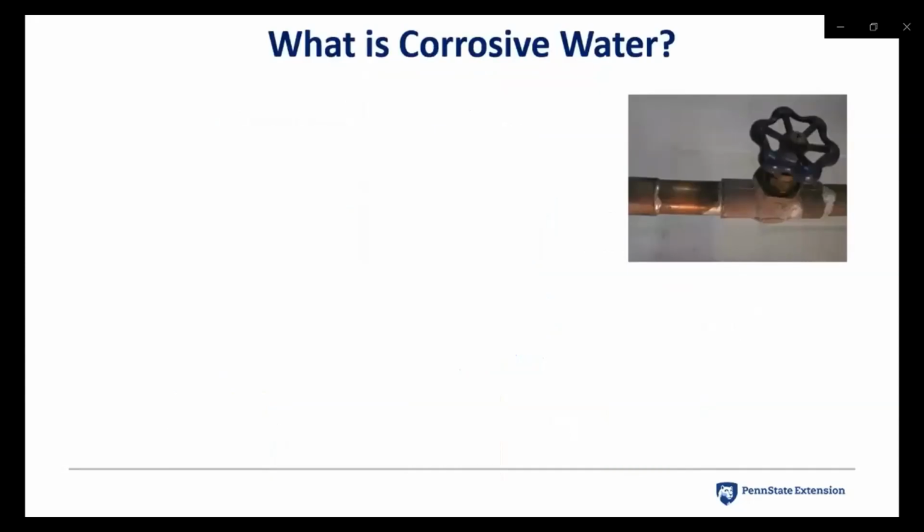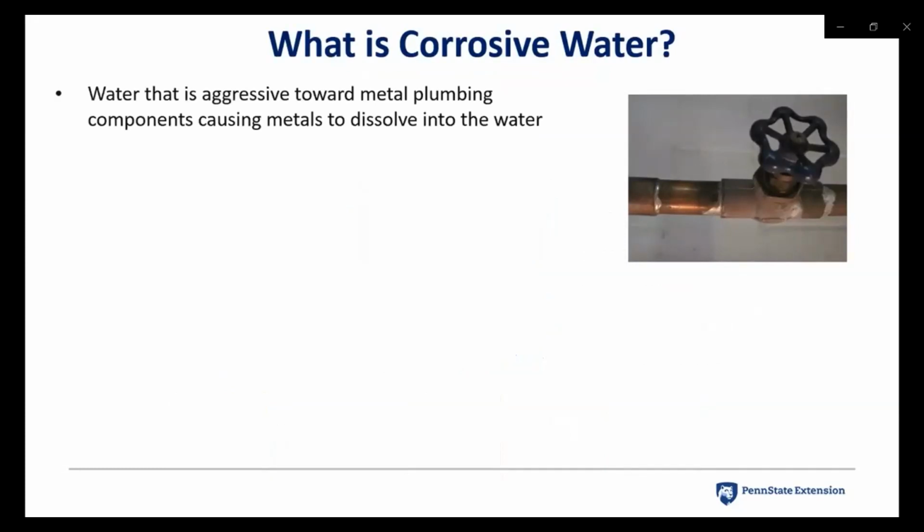It's incredibly complicated, actually. And my old boss used to tell me that there's a handful of people in the United States that actually understand corrosive water. It is a very, very complicated subject. But generally speaking, it's water that's aggressive toward metal. And specifically, when we're talking about drinking water, we're worried about metal plumbing systems.